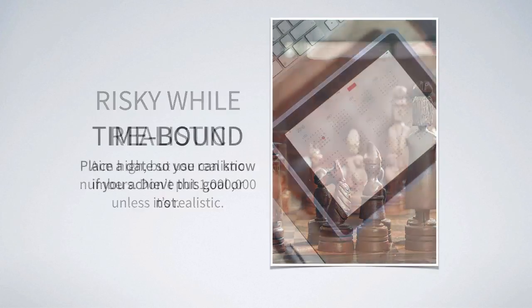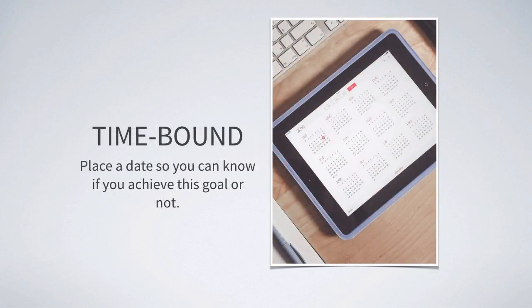The last part is a time boundary. And this is probably the part that's going to make you nervous. You want to put a date that you're going to get this done by. And here's why the date is important. Because then you know whether or not you achieved this goal. Now you might be thinking, oh man, what if I don't achieve it? I mean, I never achieve anything. I'm just a loser and so forth. Well, guess what? It's okay to not achieve it.